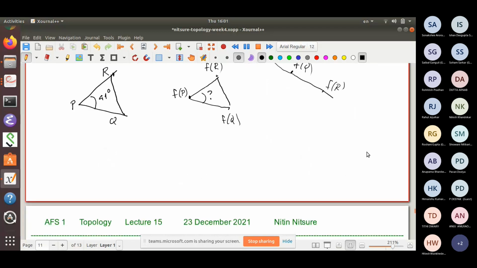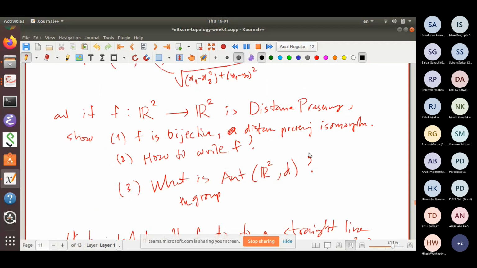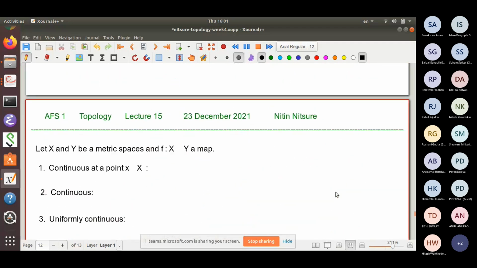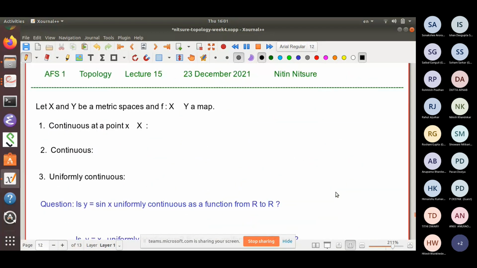Okay, so I have given you the hint on how to solve this along with some historical gyan. And now let's come to today's lecture, which is a continuation of what we are doing.